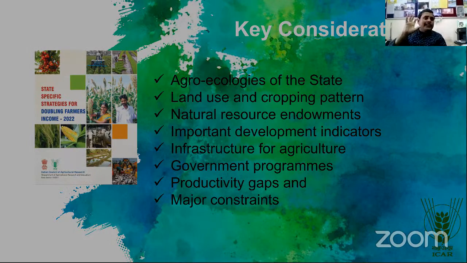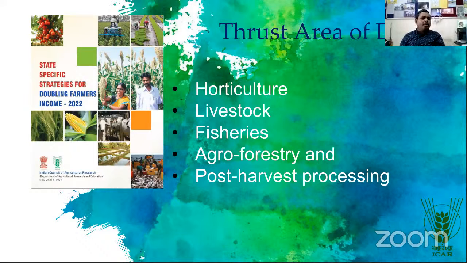Based on mammoth discussion and deliberation, the Government of India came to a conclusion and decided there are 5 thrust areas. Horticulture. If you talk about horticulture, since independence production has increased 10 times. In case of livestock, the production of eggs has gone 50 times more. In case of milk, it is around 10 times more. In case of fishery, it is 15 times more. Now it's time to go for agroforestry and post-harvest management.